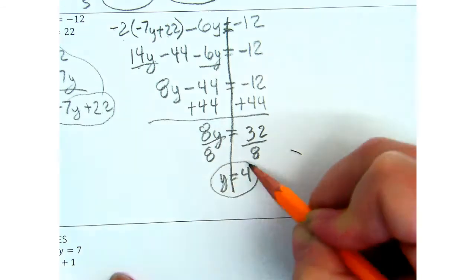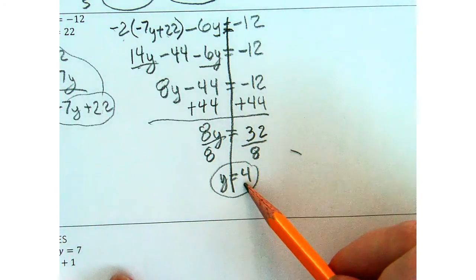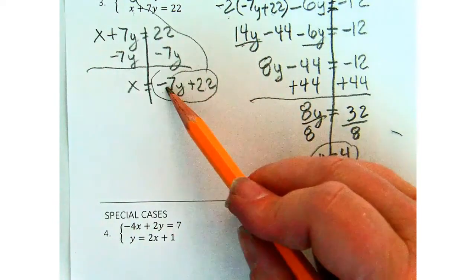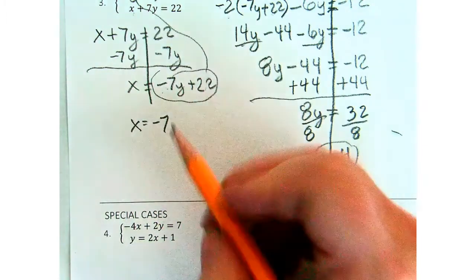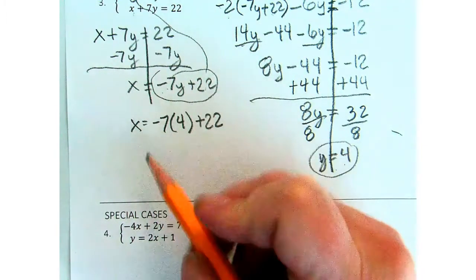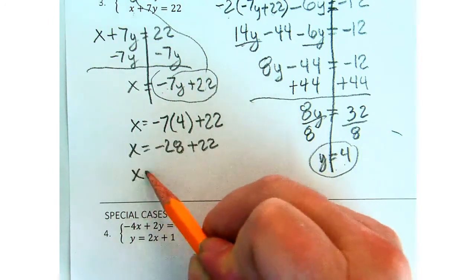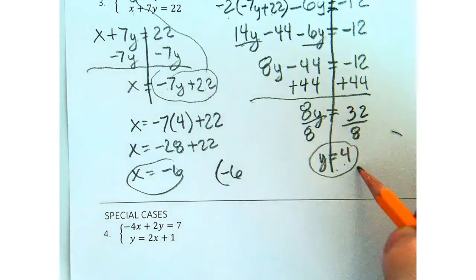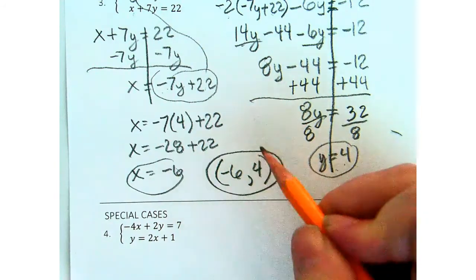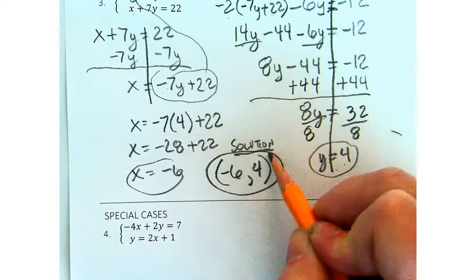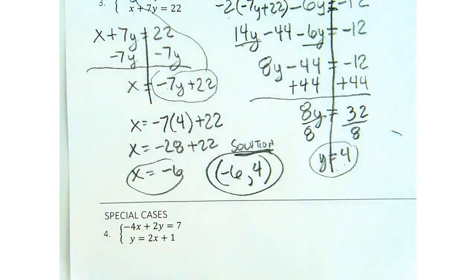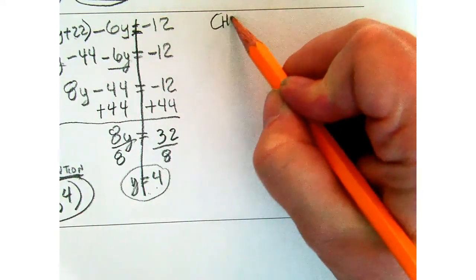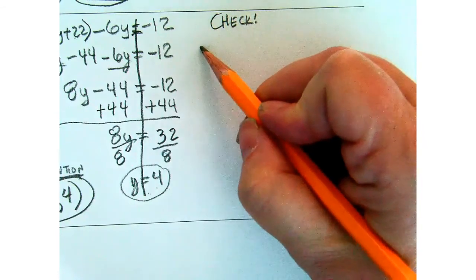Y equals 4. Now plug this value back into the other equation. Solve for x. X equals -6. The solution then, with x coming first, is -6, 4. You can check your answer by plugging these values into the original equations. A correct answer will make both original equations true.